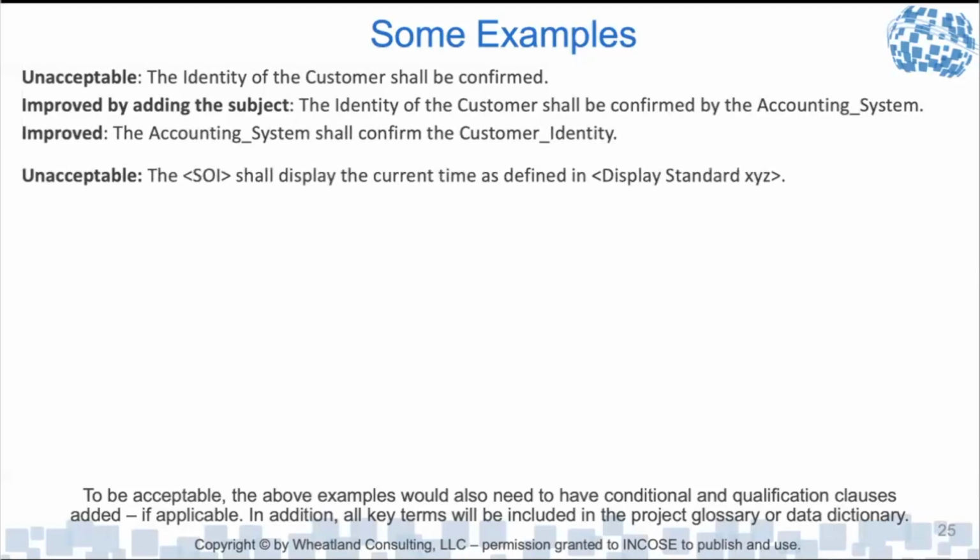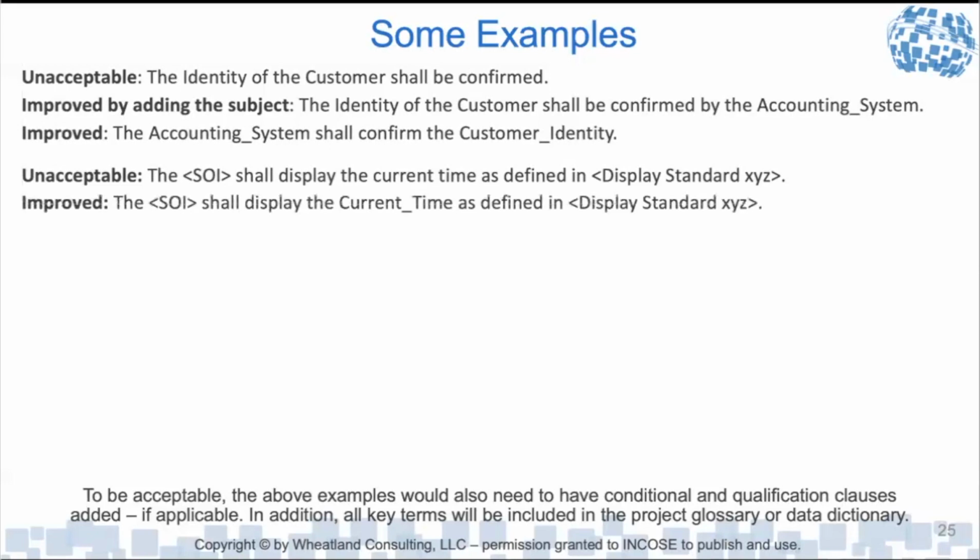The system of interest shall display current time as defined in display standard so-and-so. What is current time? It's not defined anywhere. By rewriting current time as a defined term, now I can go look at that definition and I know exactly what I mean by current time. That's a problem you see in a lot of requirements, that they'll specify something, but it's not necessarily defined anyplace. And the system shall provide a time display.